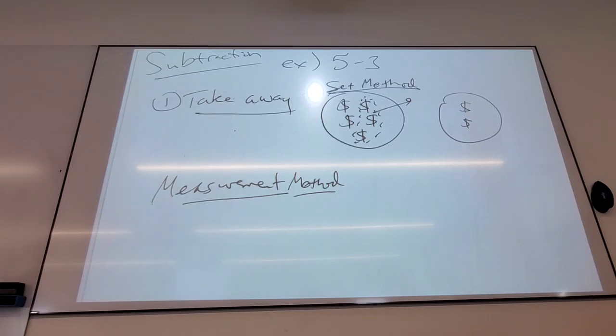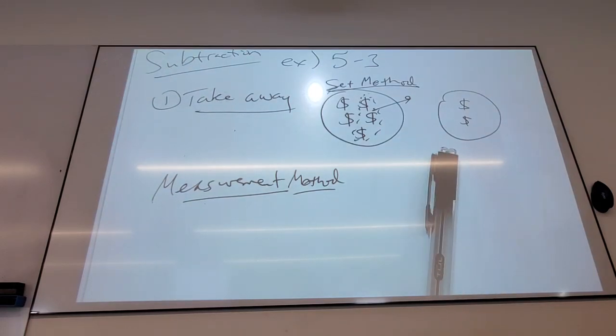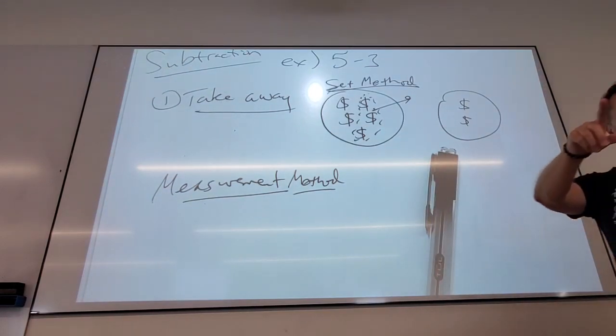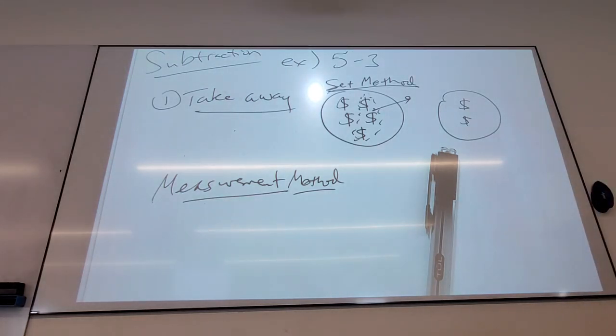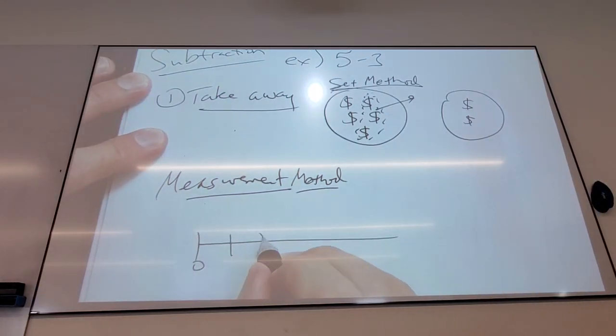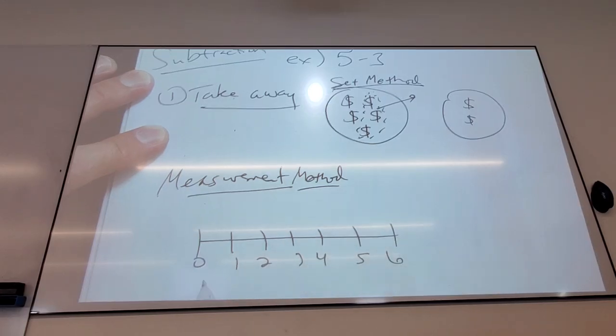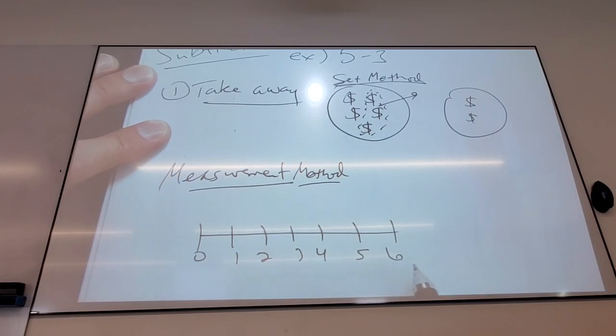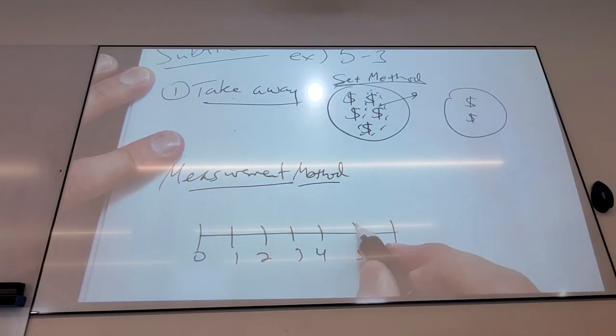Does anyone want to share their method? Yes? You write another line, obviously. You start at 5 and then you go back. Ah! Number line. Kids love this because they get to show off, they know the numbers. Yes? You're like, can you just pick a number line, put your numbers? Yeah. Okay. Start at 5.